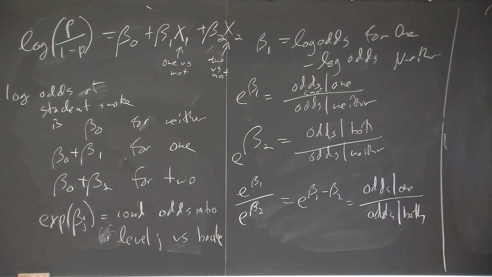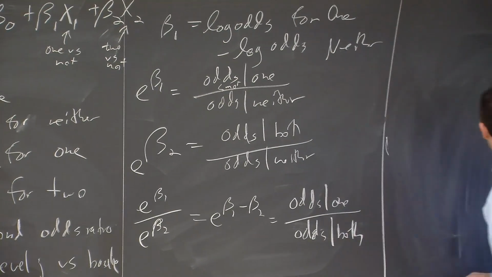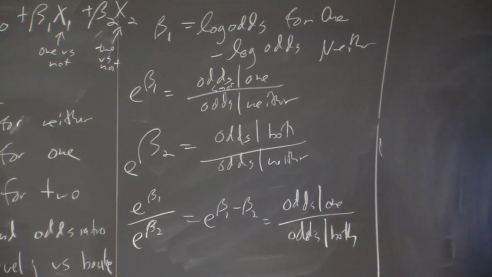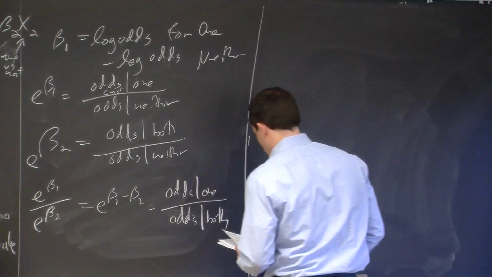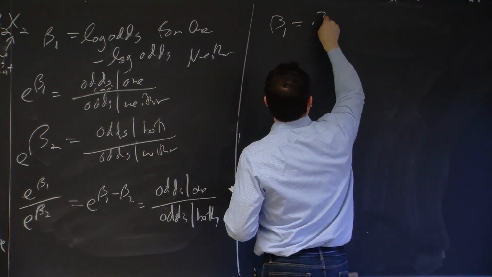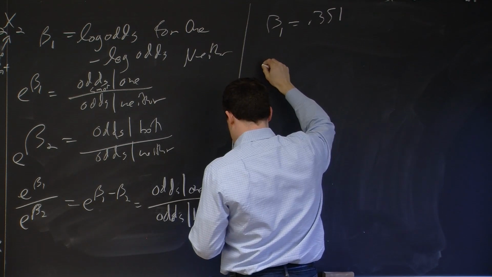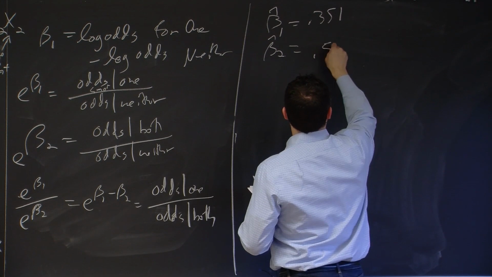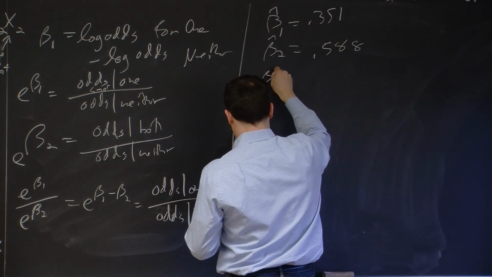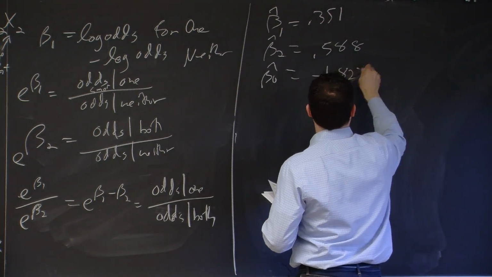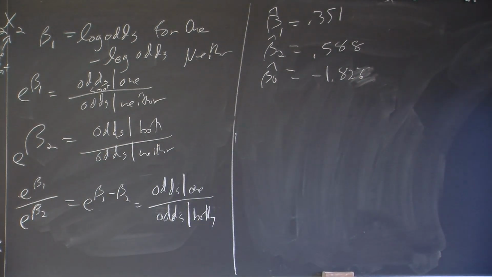Are we using a normal way, say ordinary least squares, to estimate our coefficients? No. These are likelihood-based models. Okay, so beta 1 is 0.351, beta 2 is 0.588, and beta 0 is minus 1.826. And these are the same as you would get if you had just computed the odds ratios, n11 over n12 times n22 over n21.